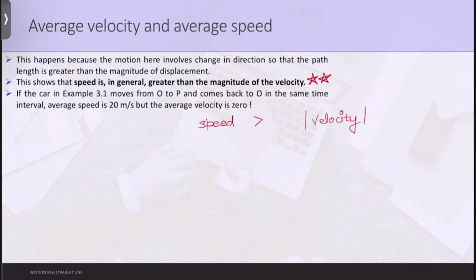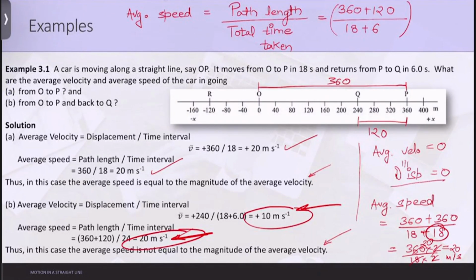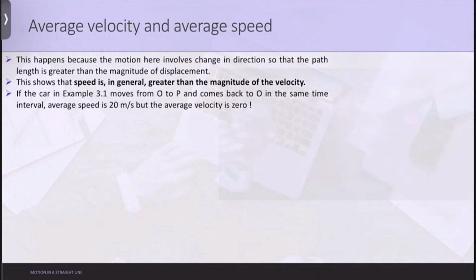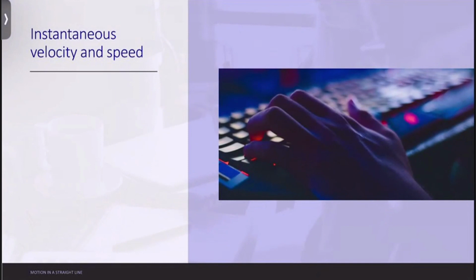This will explain, okay, so in the example, if the car in example 3.1 moves from O to P and comes back to O in the same time interval, because it is saying it is in the same time interval, that's why I added 18 plus 18. So maybe some people may ask why I used 18 again. It is written that it is in the same time interval, and the average speed is 20 meter per second, but the average velocity is 0. Okay, fine. So that was the complete concept about average velocity and average speed.